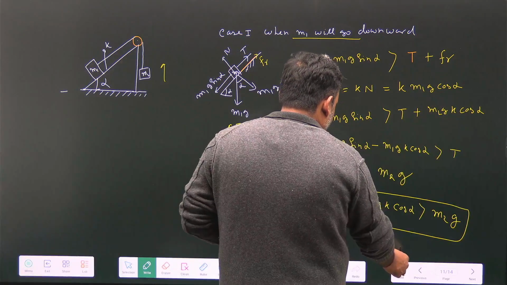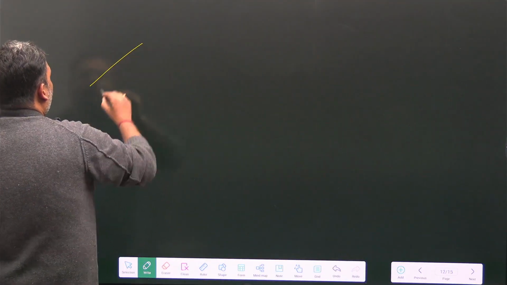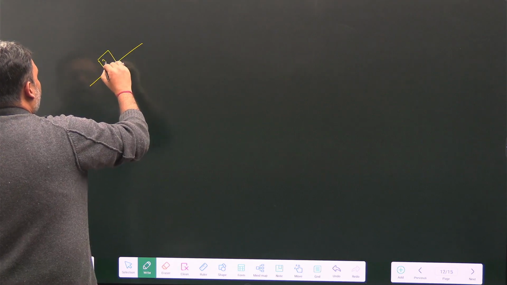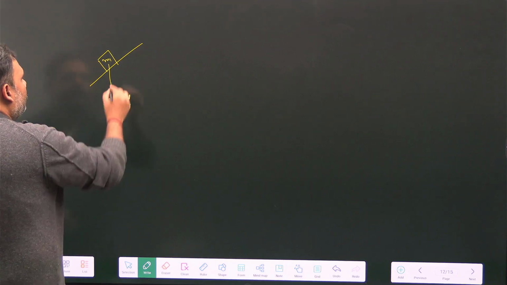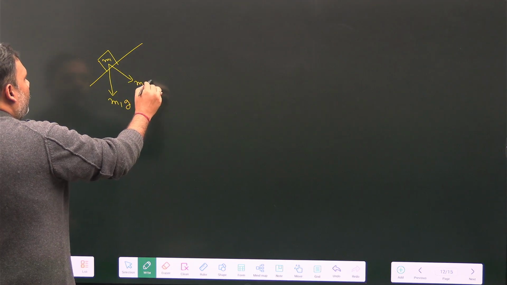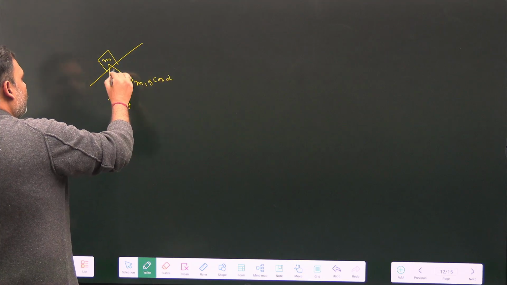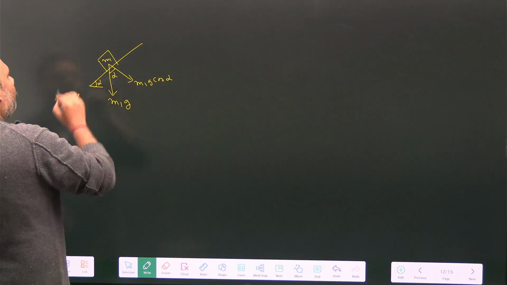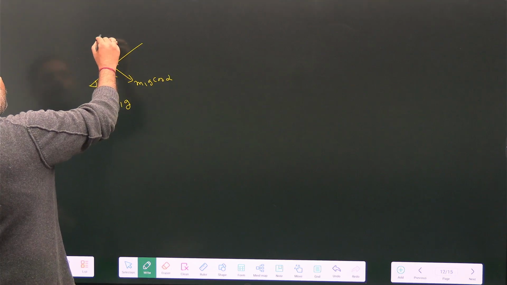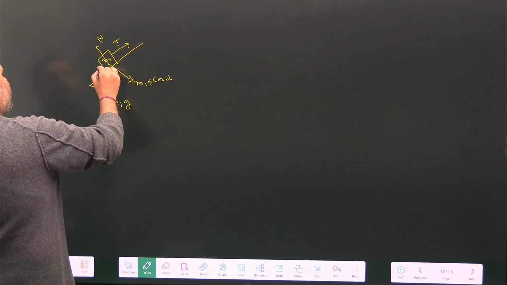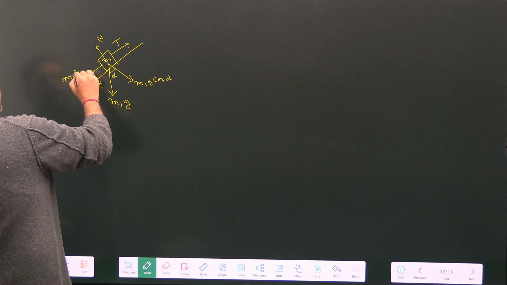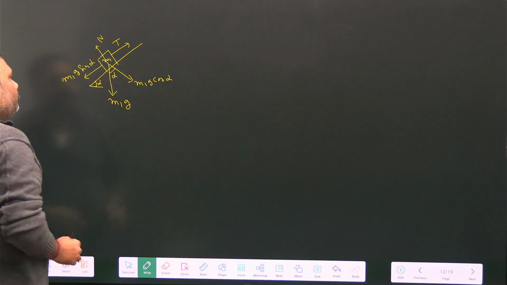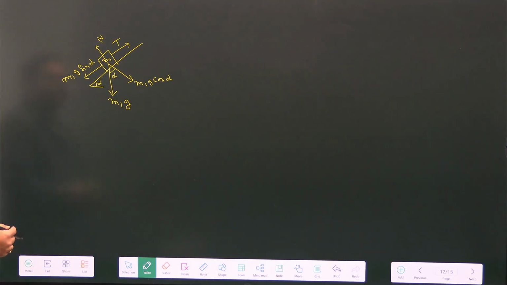What will be my second condition? Second condition is very interesting. When m1 will go upward. So यहाँ पर फिर से हमारे पास m1 है, वेट m1g. This value is equal to m1g cos alpha. This angle is alpha because this angle is given alpha. This is your direction of normal. This is your direction of tension. And this is your direction of the component of m1 into this direction. So that is m1g sine alpha.